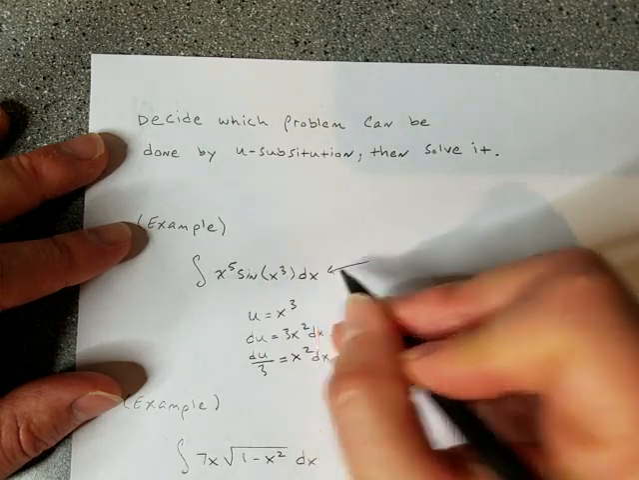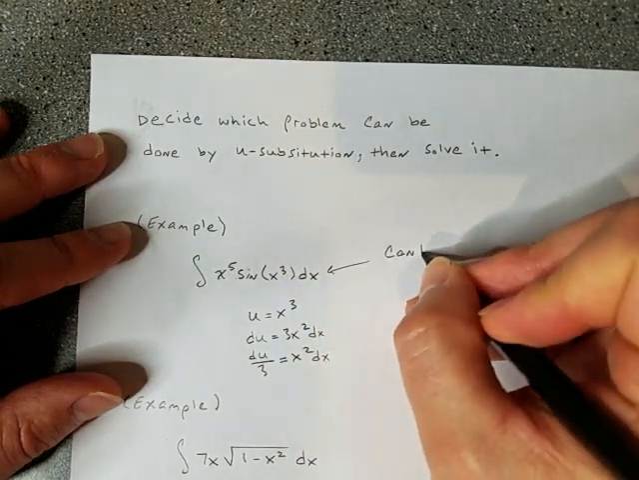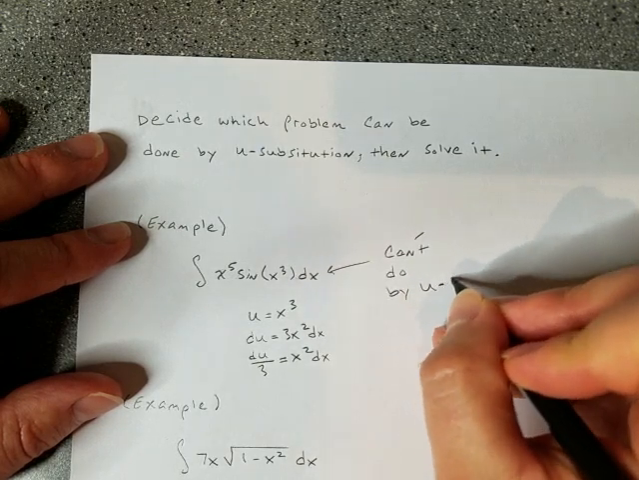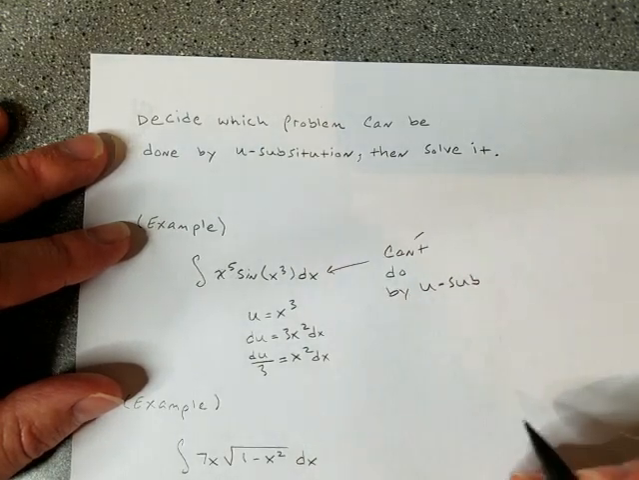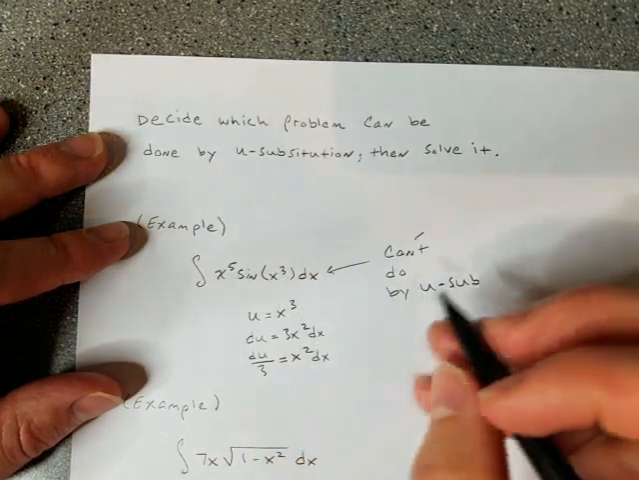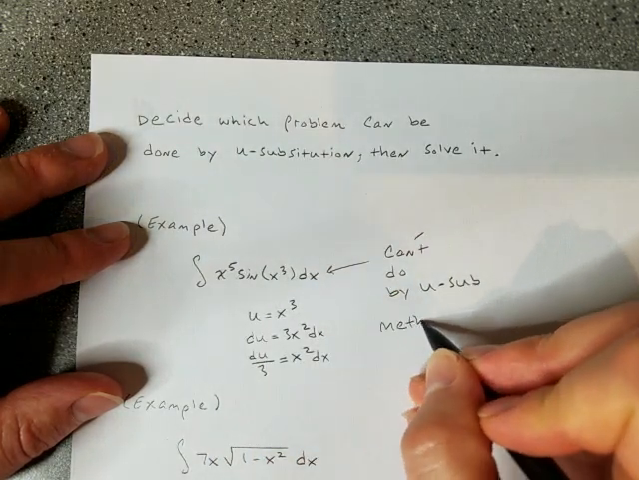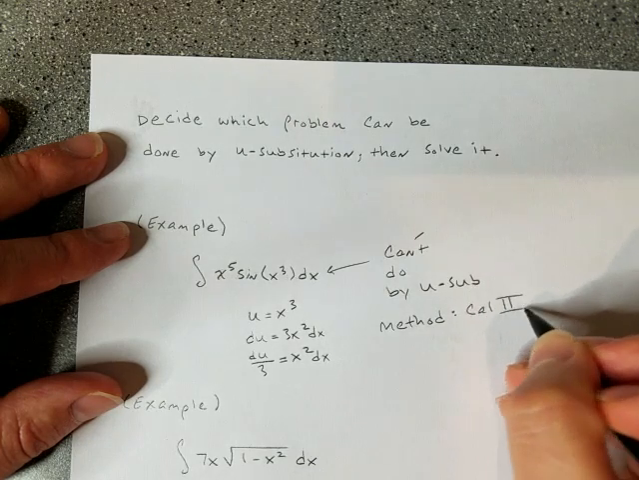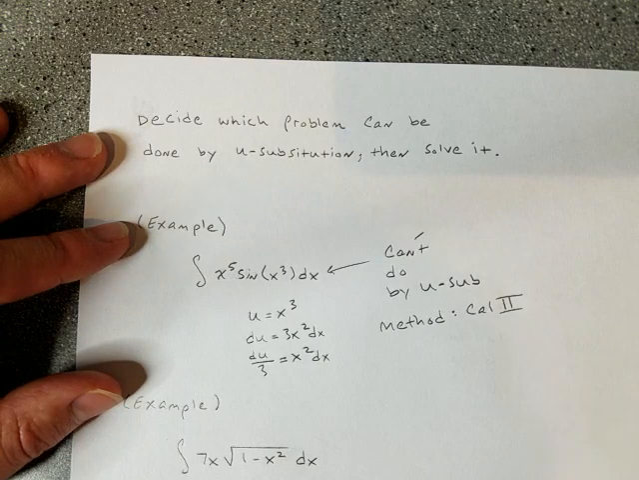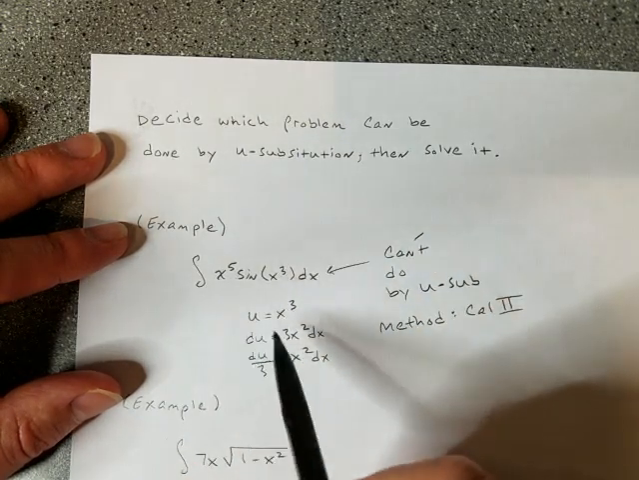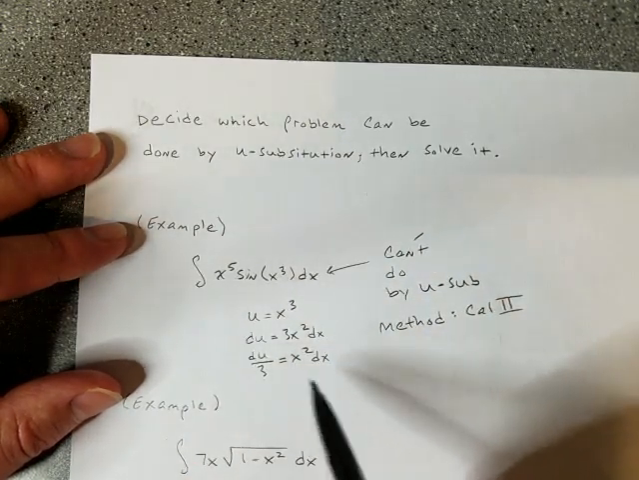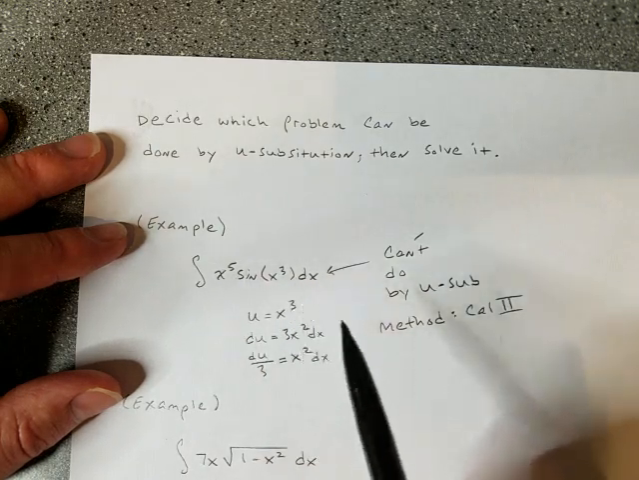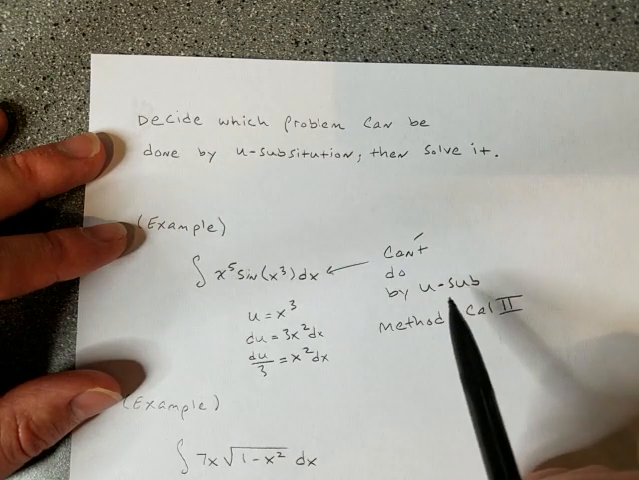So all right, this problem here, I'll make the statement: can't work this one by u-substitution. Okay, there is a way to do it. There is a method, and you'll learn it in calculus 2. It's called integration by parts. All right, but for now, we're going to recognize that u-substitution is just not going to work. You're not going to make everything fit the way you need to in this problem. We can't do it by u-substitution.